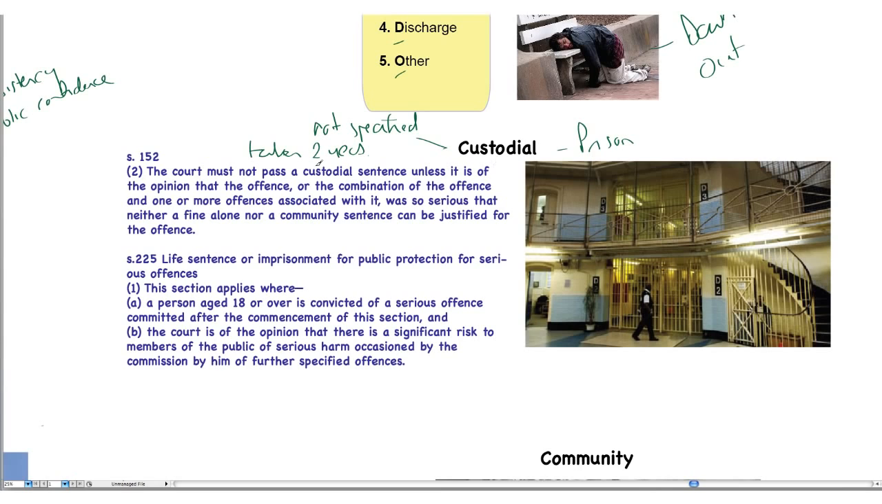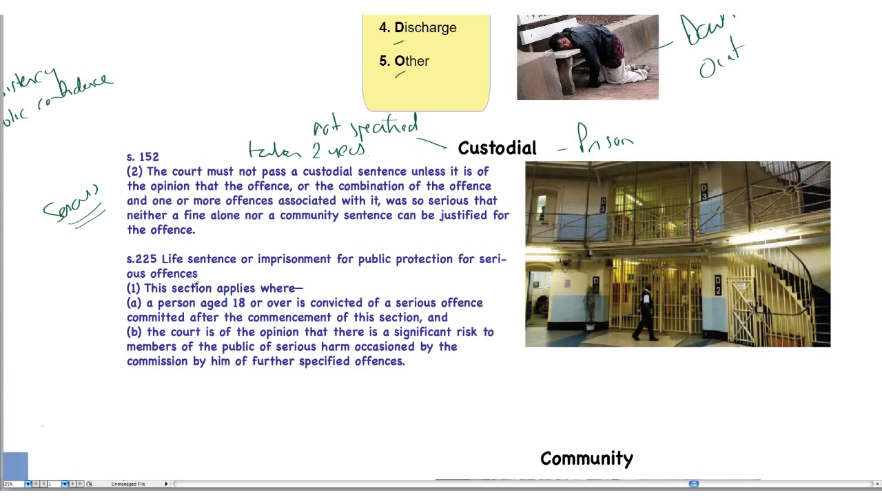And custodial sentences are governed by sections 152 and 225 of the Criminal Justice Act 2003. And it says very, very clearly that the court must not pass a custodial sentence unless it thinks that the offence or the combination of offences was so serious that a fine or community sentence cannot be justified. So it says that it has to be blooming serious, all right, before you send somebody to prison.